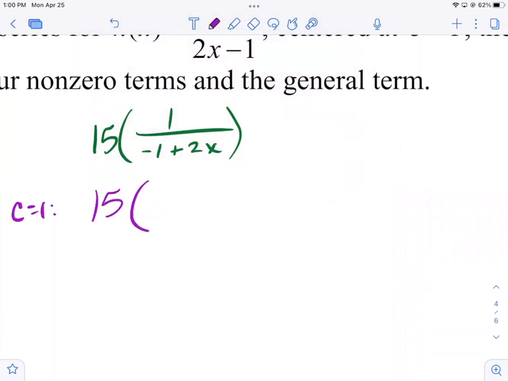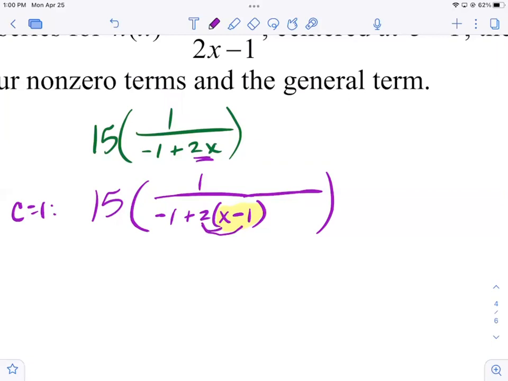The center has to be 1. So that's going to be 15 times 1 over -1 plus 2 times, and I'm going to do x minus 1 right there. I'm going to create what I need. Now, to make that effectively 0 in the bottom, if I were to expand that out, that would be a 2x, which is what I want, but it's also then a -2. So I really just subtracted 2 in the denominator. So in the denominator, I also have to add 2. So that's really just adding a clever form of 0. Okay? Adding a clever form of 0.